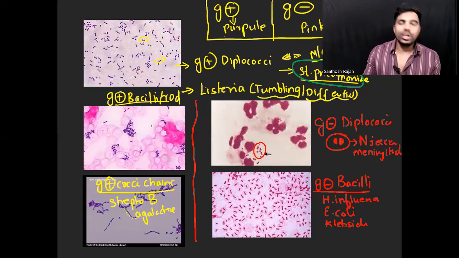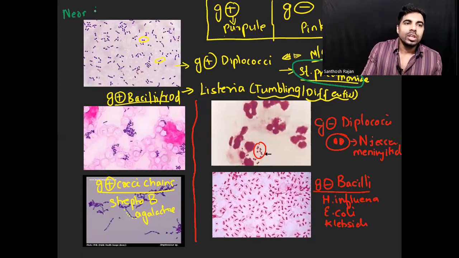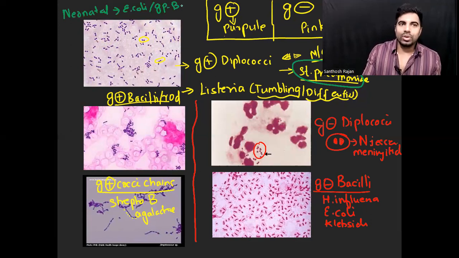When you talk about neonatal meningitis, which is the most common one? It is either E. coli or group B streptococci. Even Klebsiella nowadays is becoming popular. And with that, if they are asking gram positive, it's Listeria. So for neonates, these are the common ones.